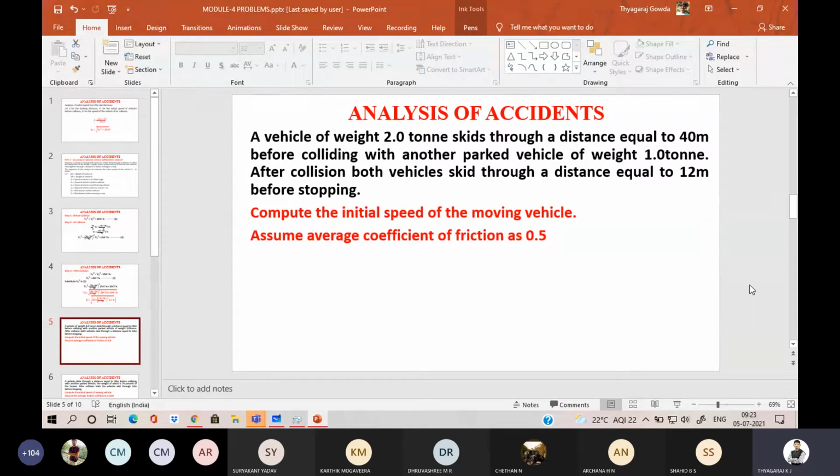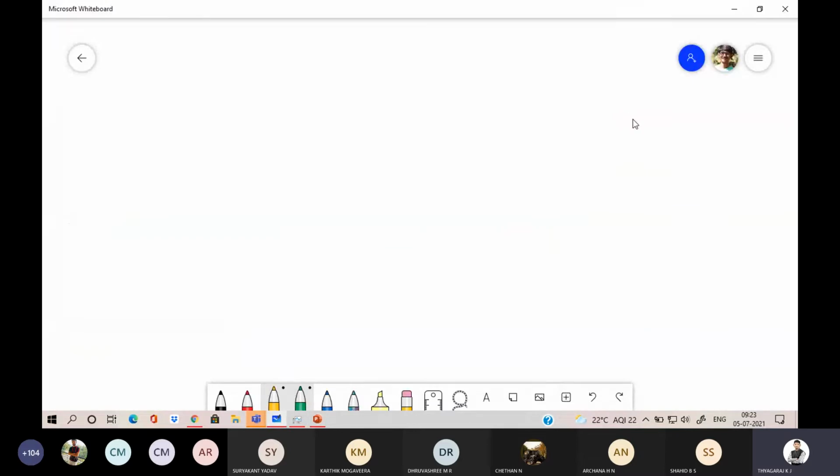Completed? Yes, sir. Okay. Now we will go for solution. Now I told, right, a moving vehicle. So a moving vehicle, that is vehicle A, is moving, and there is a vehicle B which is a parked vehicle.